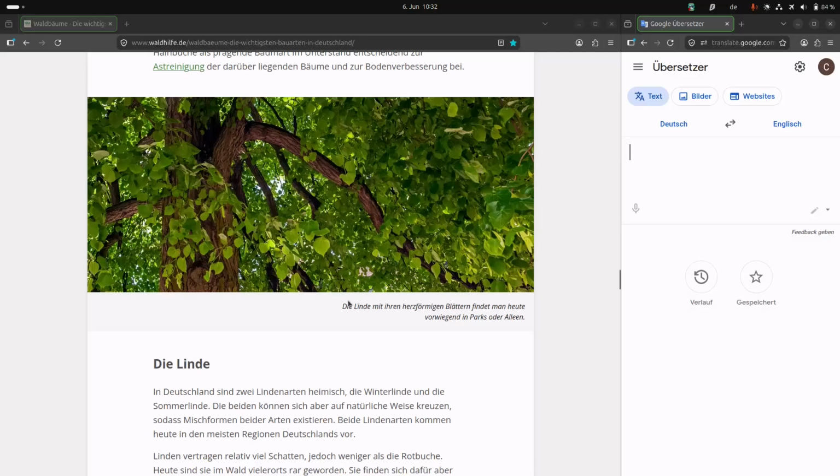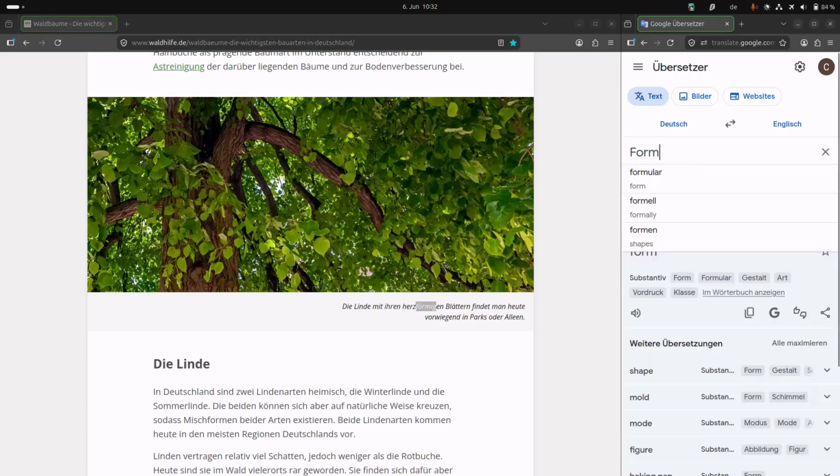So, here we have this subheading. Die Linde mit ihren herzförmigen Blättern findet man heute vorwiegend in Parks oder Alleen. So, die Linde, the linden tree, with ihren, her, in this case because it's die Linde, it's feminine, or its in English, herzförmigen. This derives from the word Herz, which means heart. Förmig derives from the word form, which is the same in English. So form or shape. Förmig means formed, being in some sort of form or shape.